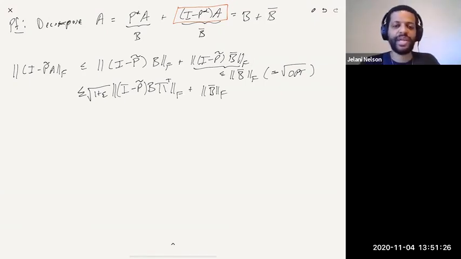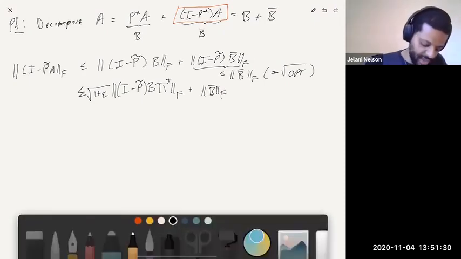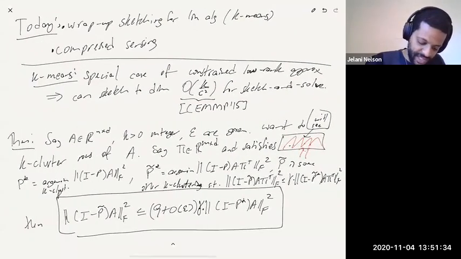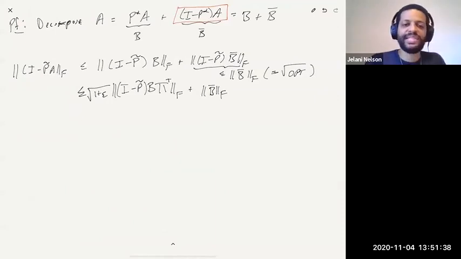So the point here is I'm saying that as long as Pi has that, so here's one of the conditions. Remember I said I have these conditions over here. So one condition I want is that Pi preserves all pairwise distances between the rows of B.